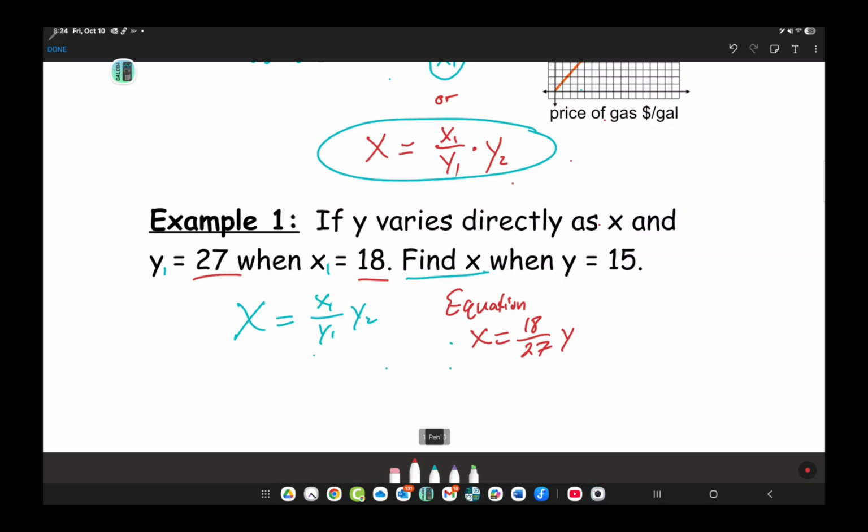That's your equation. Now, on the Canvas homework that we use, I don't think you have to simplify your fractions, okay? But you should. 18 and 27 can both be divided by 9. So divide by 9. We get x is equal to 2/3 y. That's your equation. That's going to be part one of the assignment.